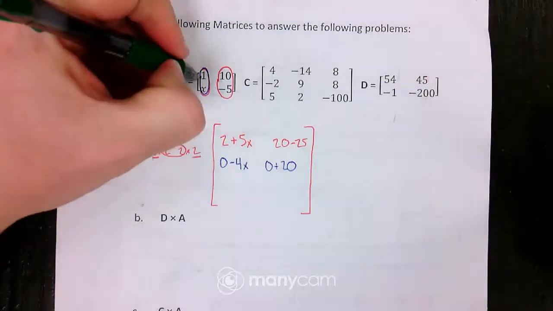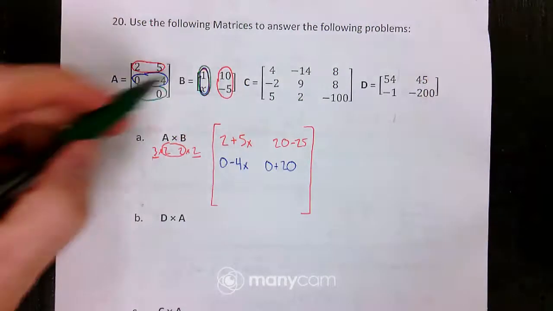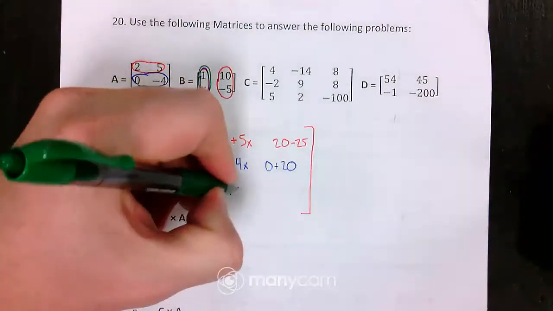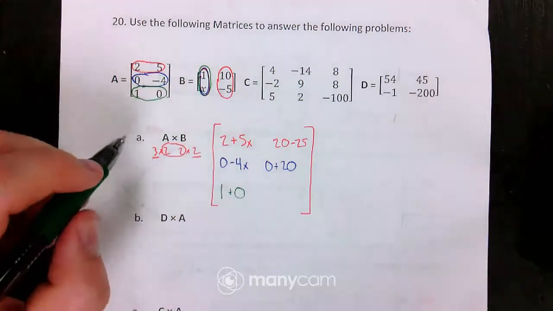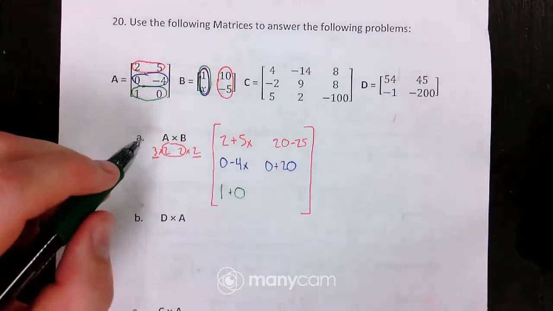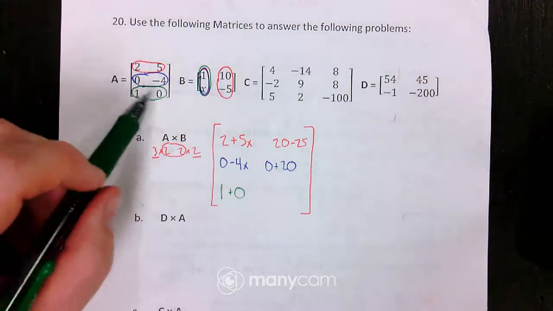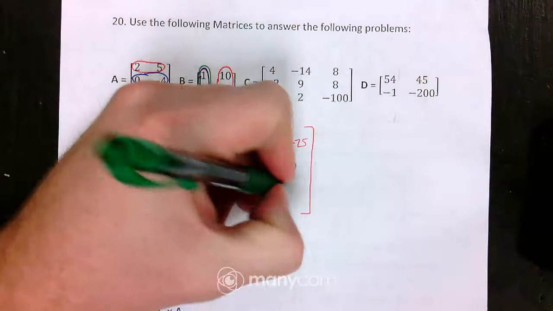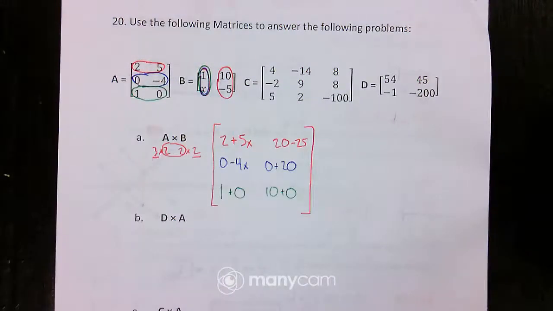Again, don't do all this circling if it doesn't actually help you. It might confuse you. 1 times 1. 0 times x. Now some people would say, why not 0x? Because 0 times anything is 0. That's the beauty of 0. Okay, and then 1 times 10 is 10. 0 times negative 5, 0. Now all I got to do is simplify all those.